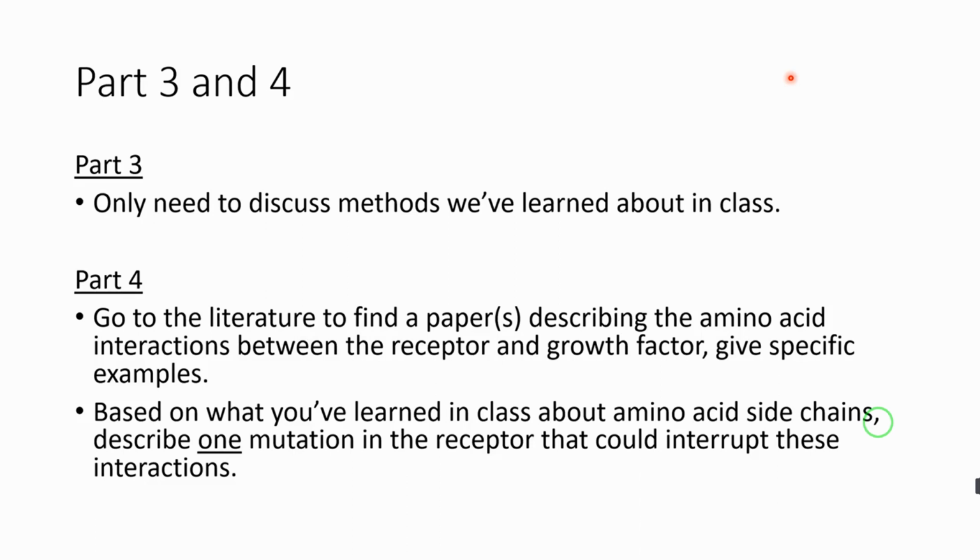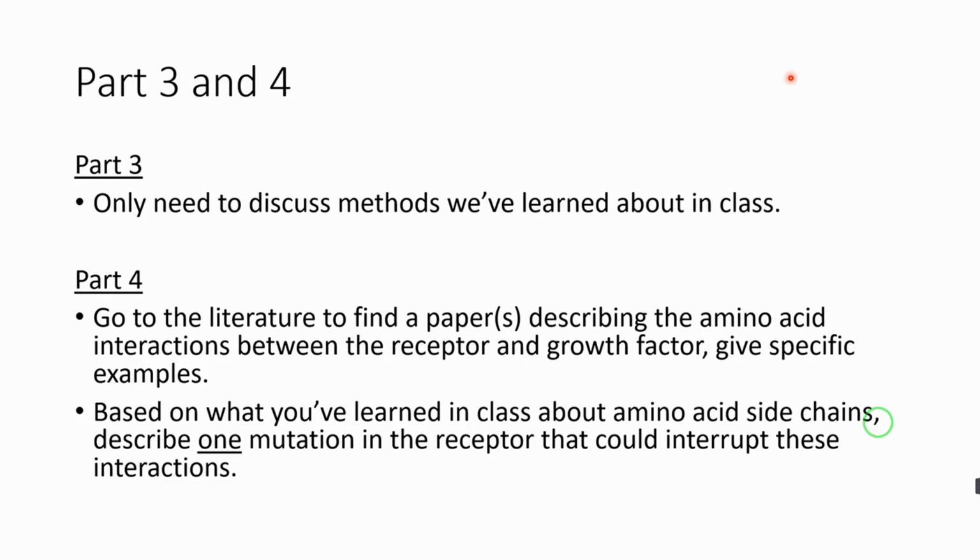For part 4, if the information is not in your paper with your structure, then you're going to go into the literature and find a paper that talks about the interaction between the receptor and the growth factor. There's lots of papers on these. And then describe the amino acid interactions between the receptor and growth factor, giving specific examples of amino acid interactions.